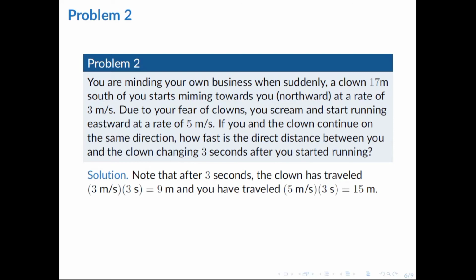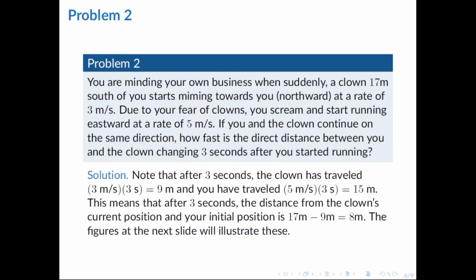And you have traveled 5 meters per second times 3 seconds, which is 15 meters away from where you started. This means that after 3 seconds, the distance from the clown's current position to your initial position is 8 meters, simply 17 meters minus 9 meters. The figure at the next slide will illustrate this. It's better if you draw these kinds of problems so you have a better idea on how to solve them.